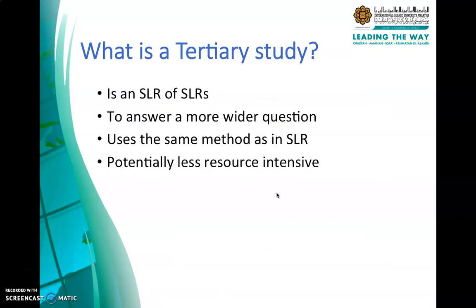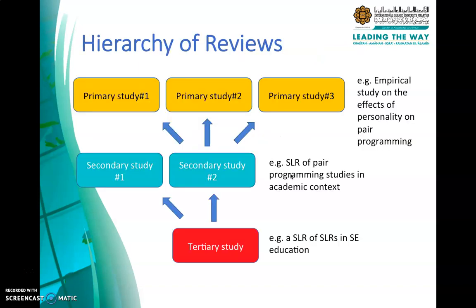And then we have what we call a tertiary study. A tertiary study is an SLR of SLRs. So we are doing a systematic review of a number of systematic reviews. Here the target is to answer wider questions. The method is the same as SLR, and it is potentially less resource intensive because our focus is just looking at the existing published systematic literature reviews. So this is just to summarize.